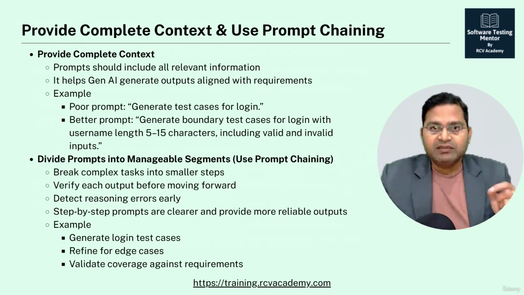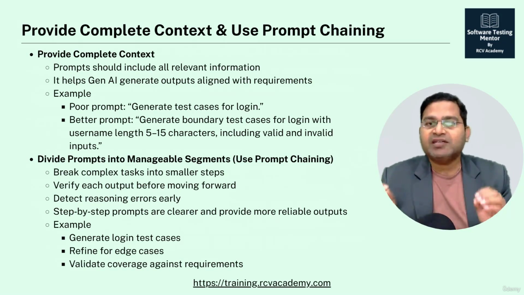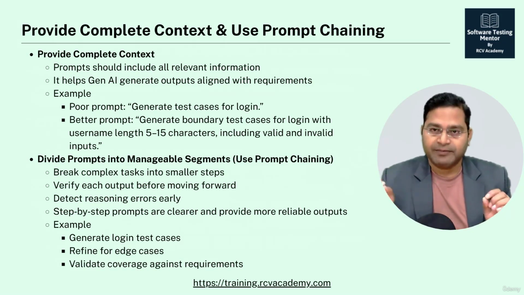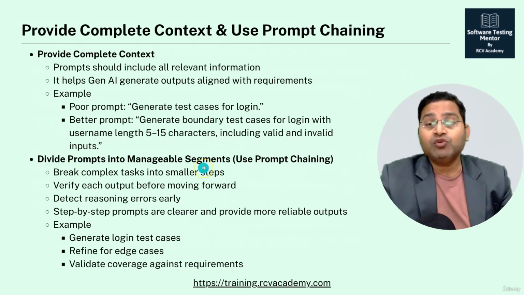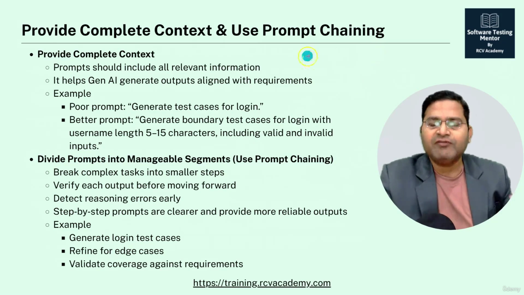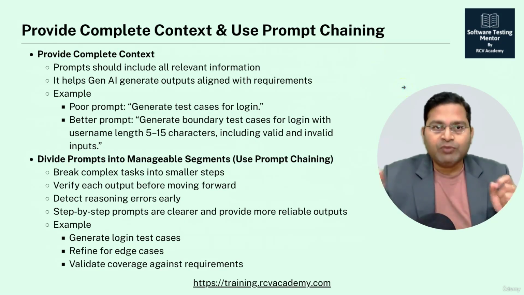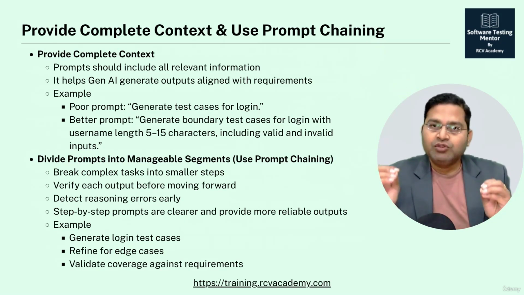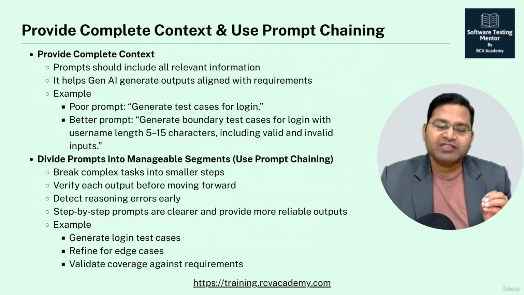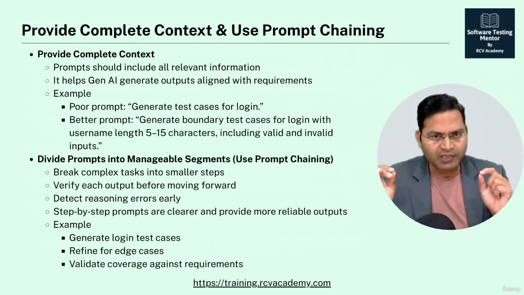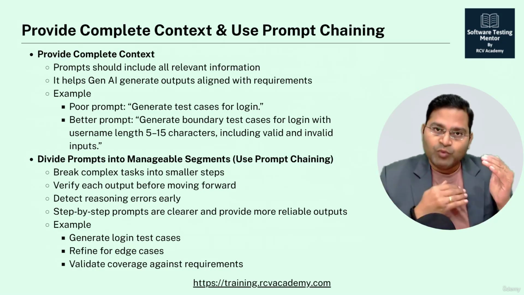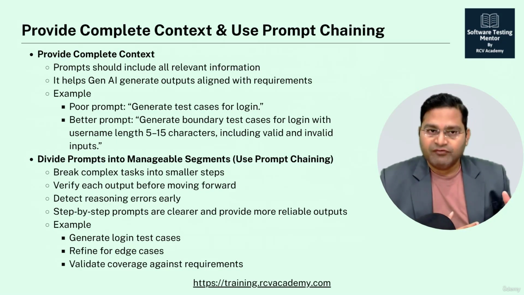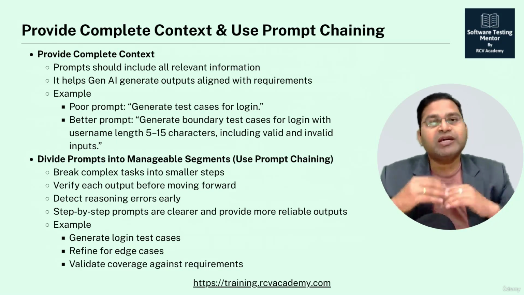Now let's discuss these techniques one by one. Providing complete context and using prompt chaining. This becomes important. When we say prompt chaining, it is basically dividing the prompts into manageable segments. That's prompt chaining, and we have understood about prompt chaining already. When we say complete context, whenever you are trying to prompt, to ask something, to fetch some information from the GenAI, make sure you include all relevant information in your prompt. When you have complete context, all relevant information, then GenAI generates output which is aligned with the requirement.